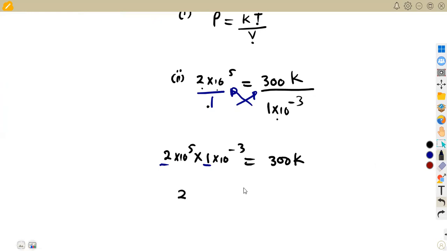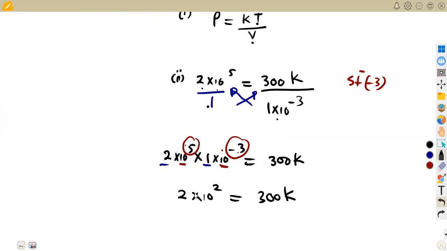2 times 1, which is 2. Whenever you're dealing with the bases, which are the same, you add the exponents in this case. So we add 5 plus -3. So if we add 5 plus -3, that is going to be 5 minus 3, which is 2. So that is going to be times 10 to the exponent of 2 is equal to 300K. Since we are simplifying, we can just write in ordinary form 10 to the power of 2, that is 100, then times 2, which is going to be 200 is equal to 300K.